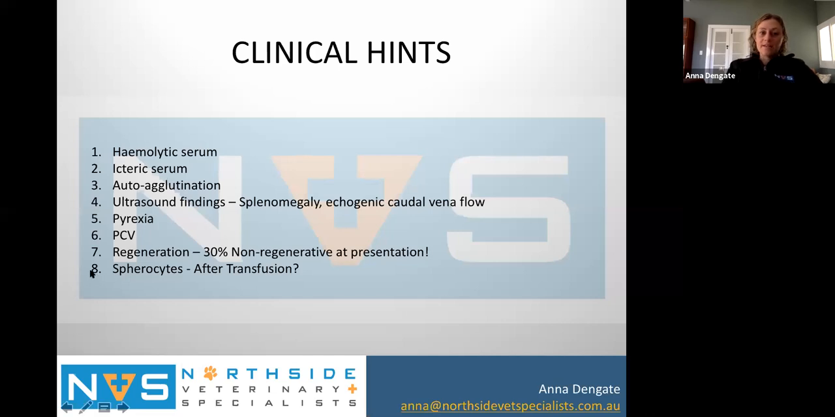And then obviously, if you run your CBC in-house, you should look at a smear before you've sent out your test. Seeing spherocytes is very telling for extravascular hemolysis in particular. But I will just say that you want to analyse for spherocytes before the transfusion, because transfused cells are more likely to turn into spherocytes without there being immune activity. So you might get a false positive on that.